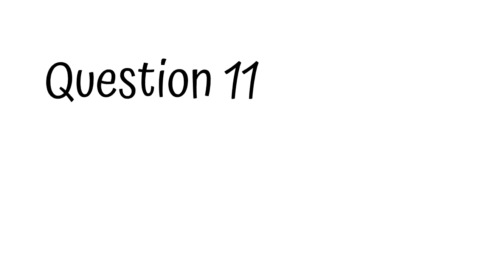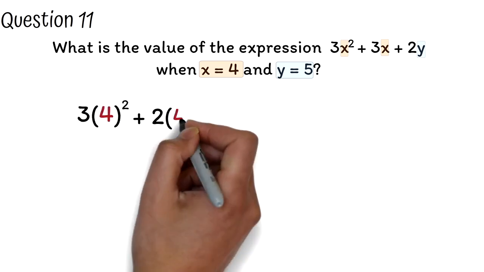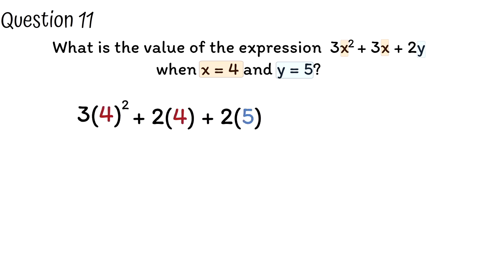Question 11. What is the value of the expression 3x squared plus 3x plus 2y when x equals 4 and y equals 5? In this expression, the value of x is 4. Hence, all the x in the expression are to be replaced with 4. Also, the value of y is given as 5. Hence, anywhere that there is y, we have to replace it with 5. Therefore, we can have 3 times 4 squared plus 3 times 4 plus 2 times 5.